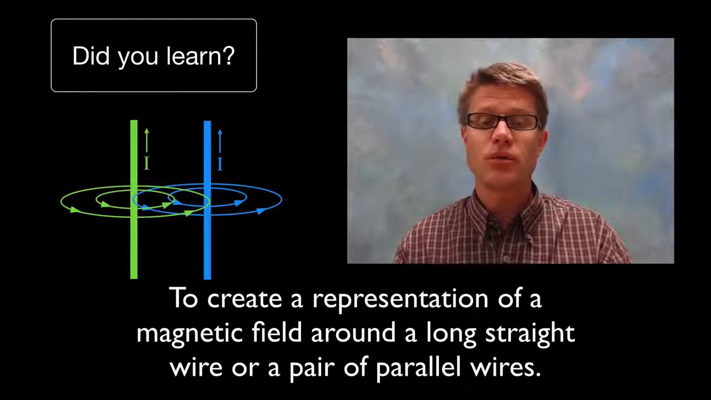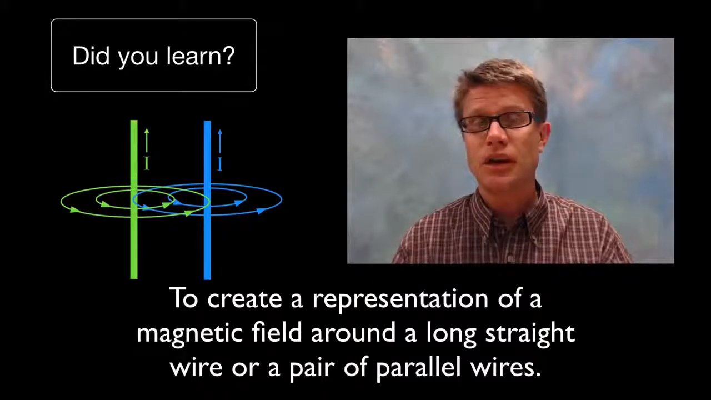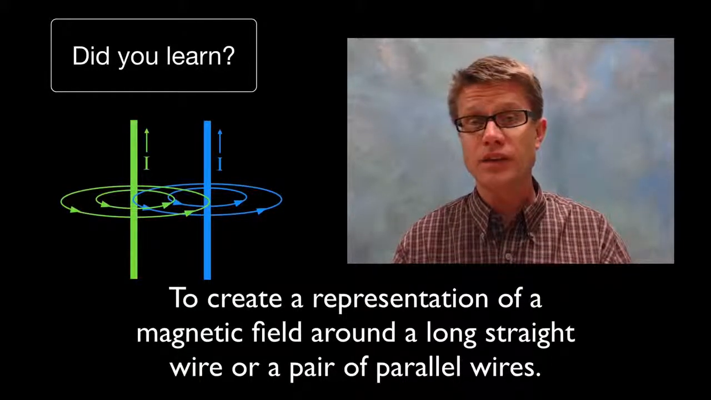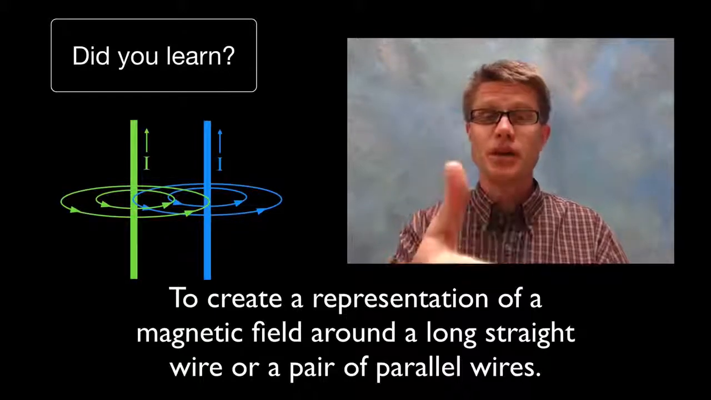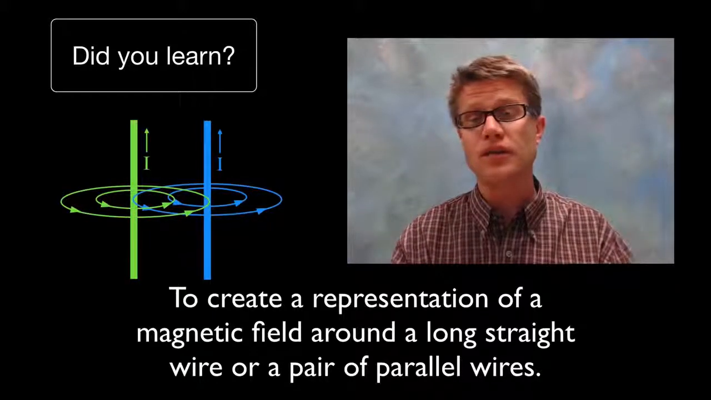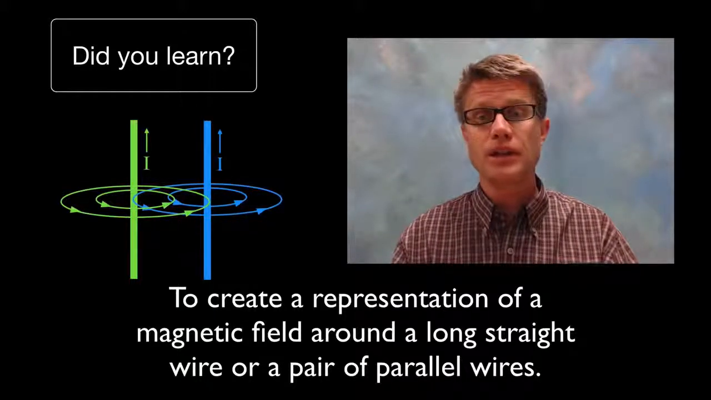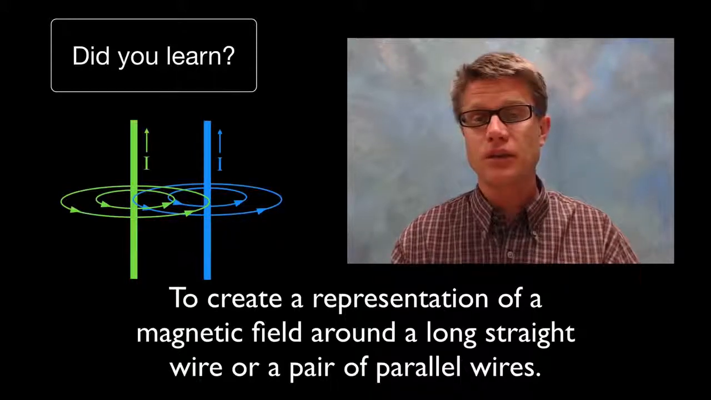And so did you learn to create a representation of a magnetic field around a wire or a set of wires? Again, always use your thumb, and the more current we have, the greater that field is, and the larger that radius is, the smaller that magnetic field is going to be.